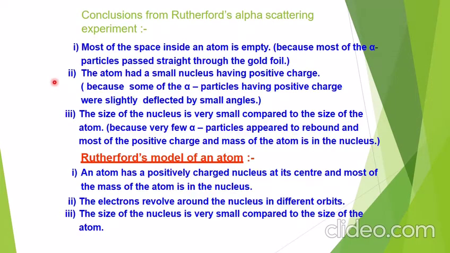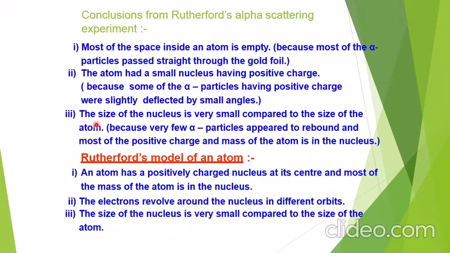Second, the atom has a small nucleus having positive charge. How do we know that there was positive charge? जब positive से टकराया होगा, alpha particles have positive charge. And when they strike on the surface of the nucleus, they will be deflected by small and large angles.